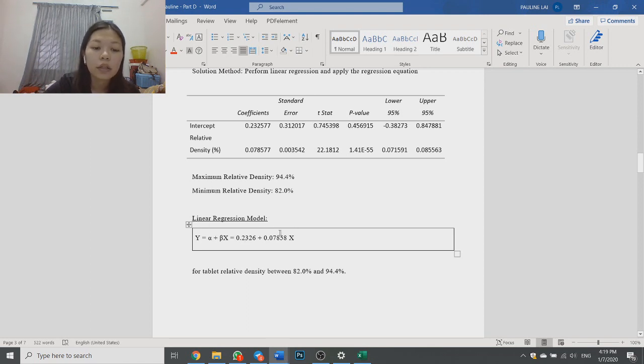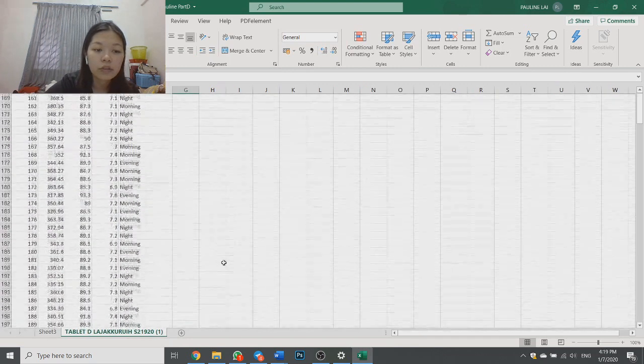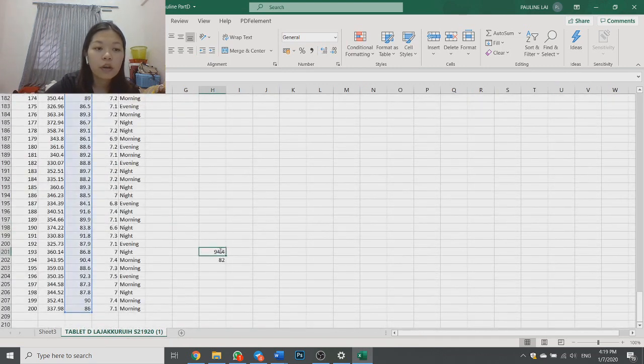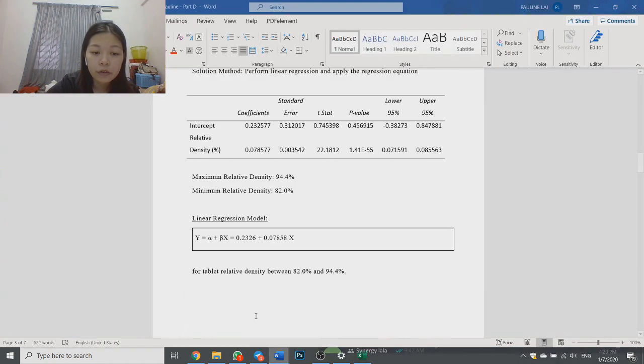This is our linear equation, and the maximum relative density is 94.4 and the minimum relative density is 82.0. So for this table of relative density, all of the data is calculated between 82% and 94.4%. How we get this maximum and minimum is through this equation. You can see for the maximum we use this formula, and for the minimum we use this formula to figure it out. So it's very accurate.